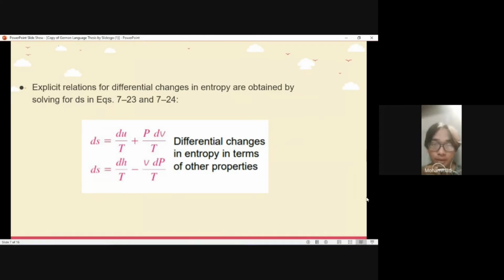Next. Explicit relations for differential change in entropy are obtained by solving for dS in equations 7-23 and 7-24. dS equals dU per T plus P dV per T, and the differential change in entropy in terms of other properties is dS equals dH per T minus V dP per T.